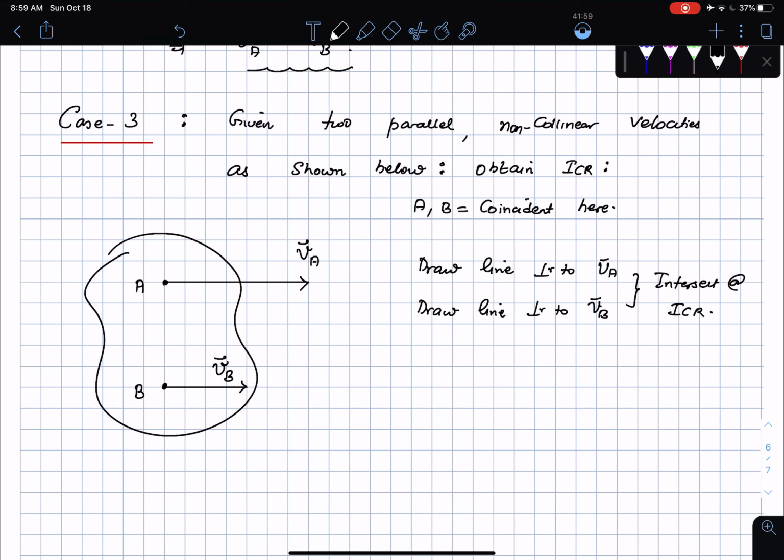Now this is going to be interesting. I'm drawing a line perpendicular to VA, I'm drawing a line perpendicular to VB. It looks like they're the same straight line. Then how do I find the ICR? So we know that the ICR is going to be along this line. ICR is along the blue line, right?